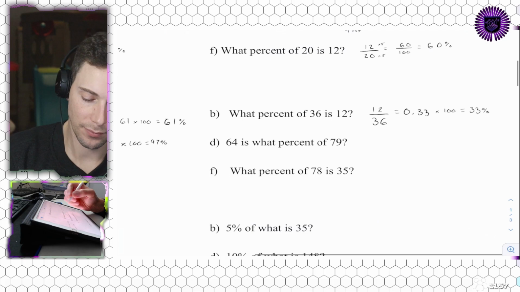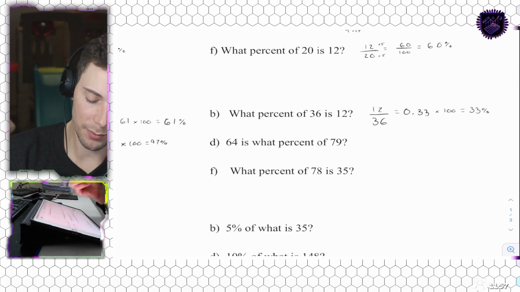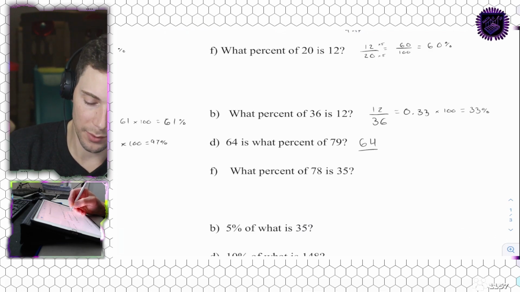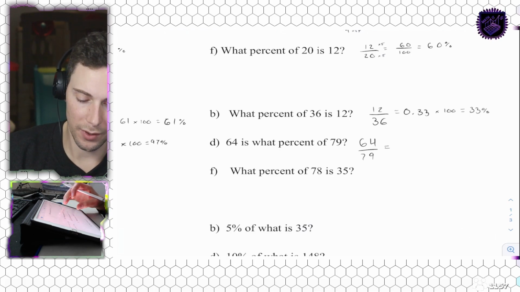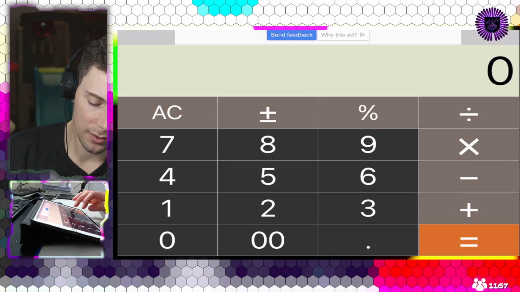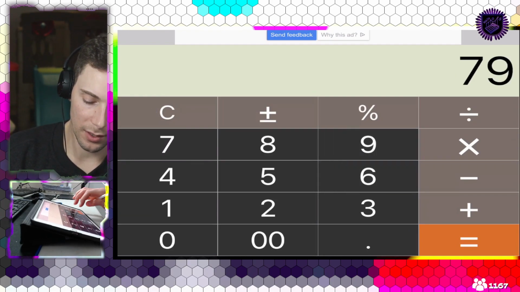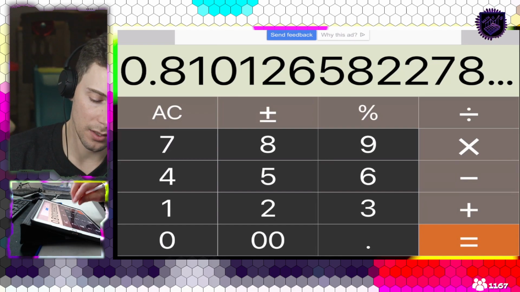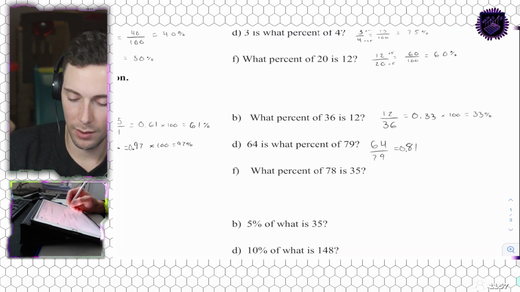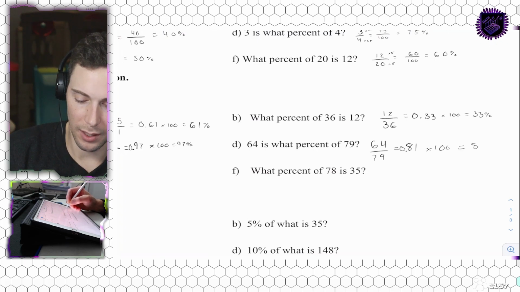D. 64 is what percent of, right? 64 is that language. 79 is the "of." We can do that multiplication. 64 over 79. 64 divided by 79 equals 0.81. You multiply that by 100, you're going to get 81%.